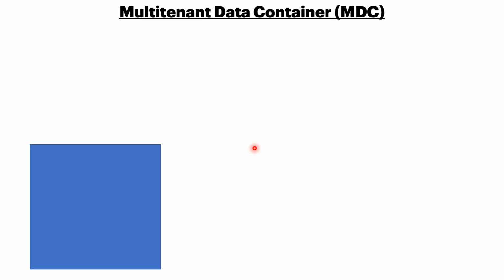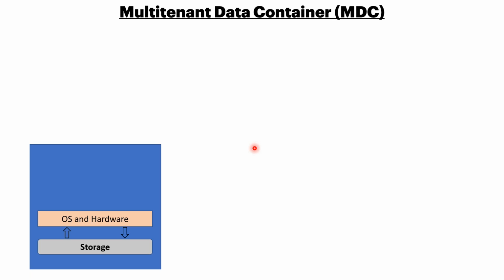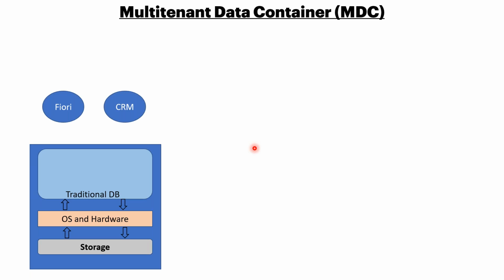So I have a system here. What does a system usually have? It has storage, the overlying operating system and the hardware. Then you have your traditional database setup. So this is my entire system. Now in my database system, I want to deploy two different applications. Let's say Fiori is one application, CRM is the other application.